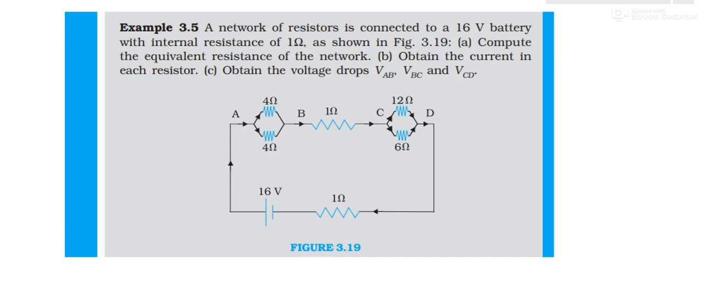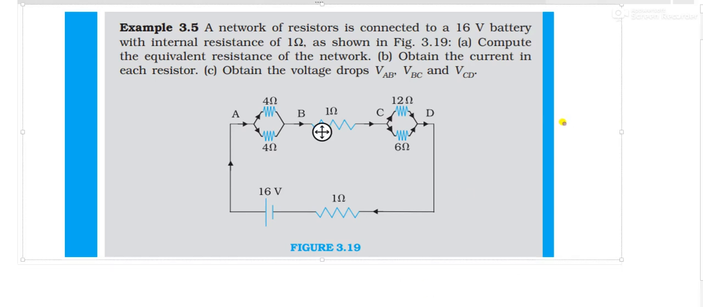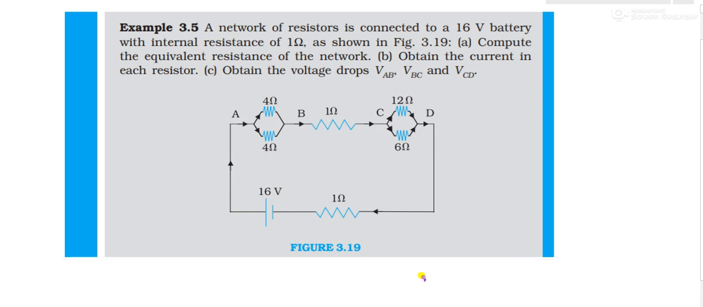See example 3.5, it's for class 12, from the chapter Electricity. It's a very important problem. First we will see what is given. It is a circuit, and they want the total resistance. The first one is a very easy question.